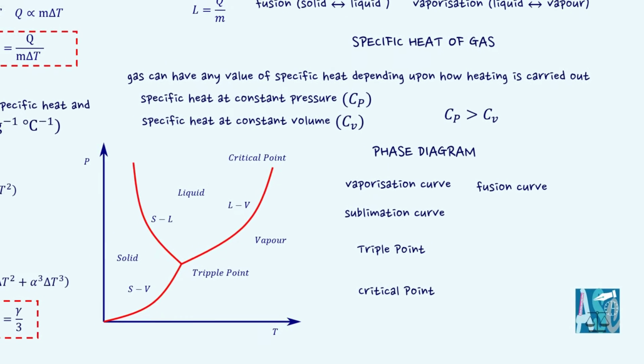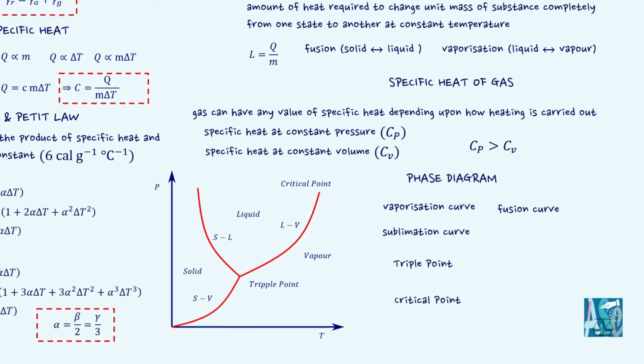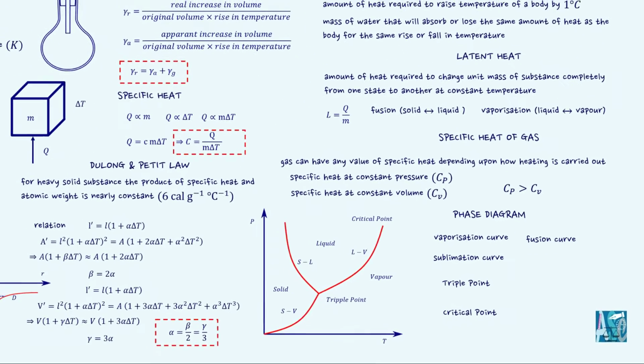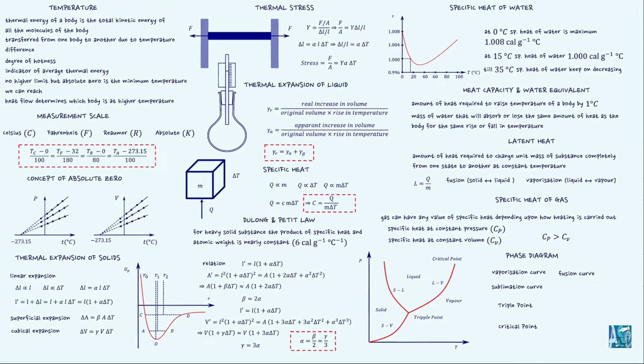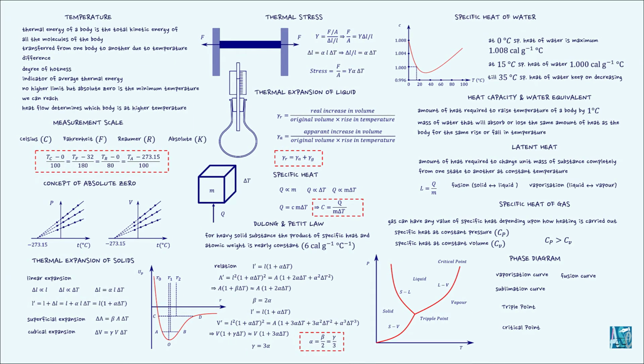To summarize, in this presentation we have talked about temperature, we have discussed various measurement scales, discussed the concept of absolute zero, we have explained thermal expansions of solid and liquid, we have discussed the Dulong-Petit law, then we have discussed the concept of specific heat, heat capacity, water equivalent, latent heat, and various forms of heat capacity for gaseous material. We have also discussed phase diagram and the related terms in detail.